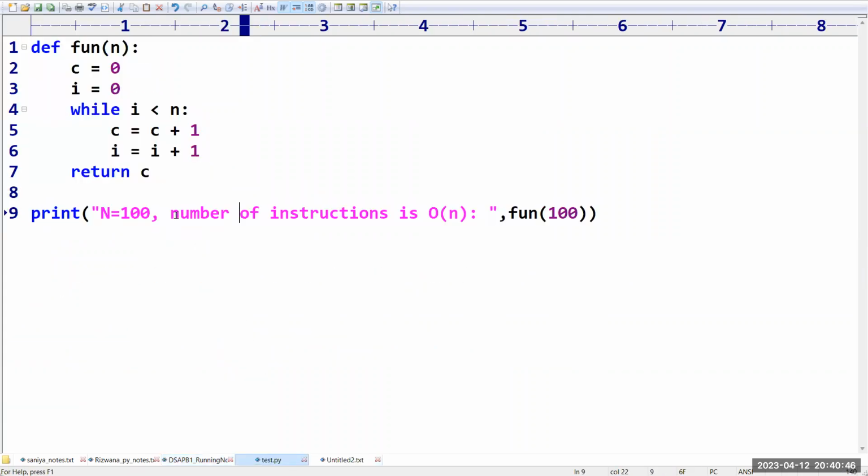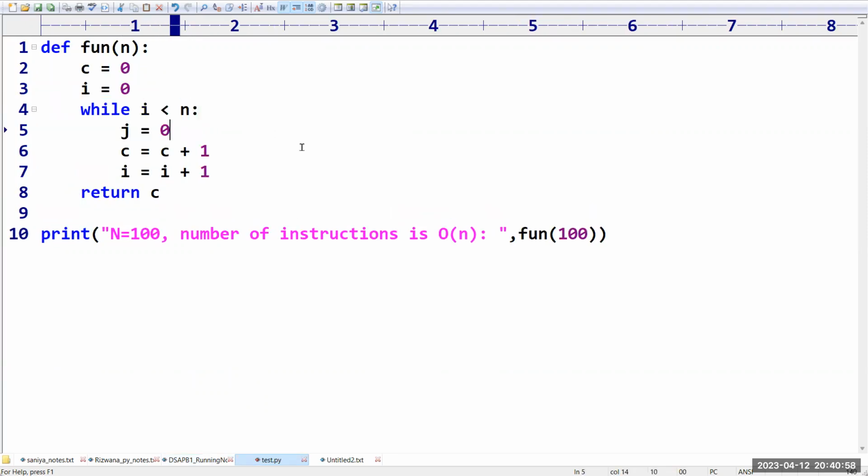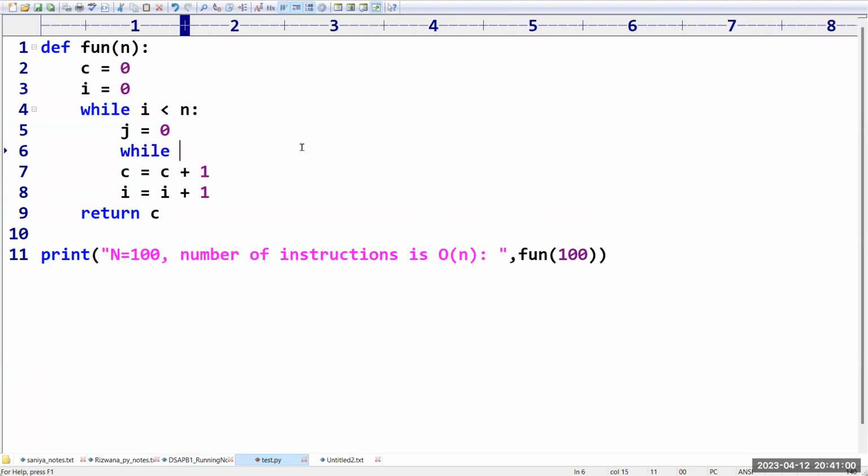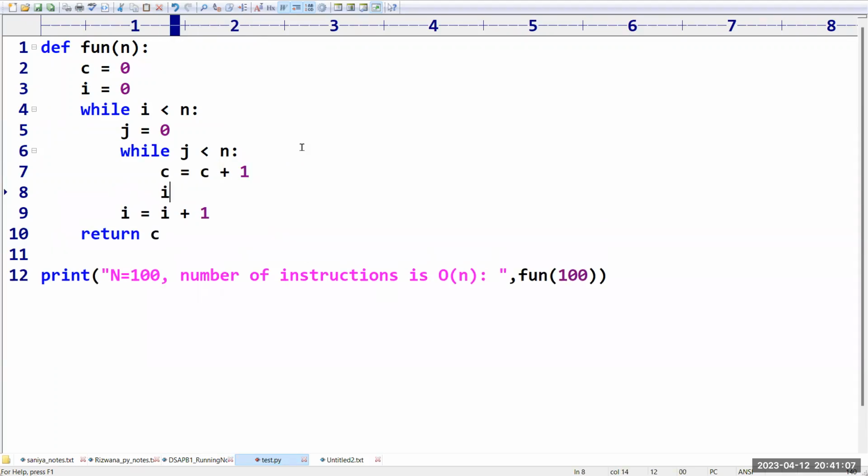So consider here, I am taking a function, count is equal to, as usual, 0, i is equal to 0, while your i value is less than n. In this, again I am taking one more loop, j is equal to 0, while j value is less than n. Then I am incrementing count is equal to count plus 1 and j is equal to j plus 1. In this case, I want to see what is the complexity of this algorithm, sir. Very simple. Observe carefully.